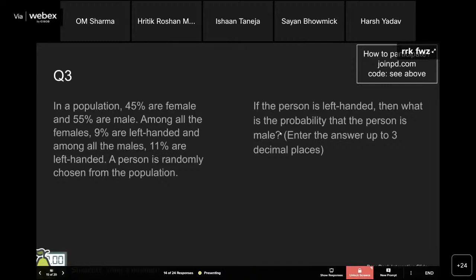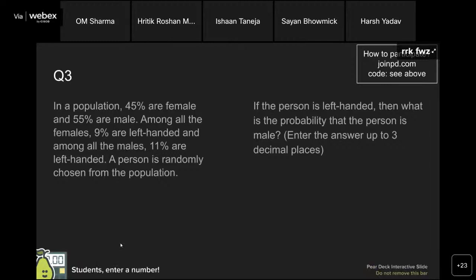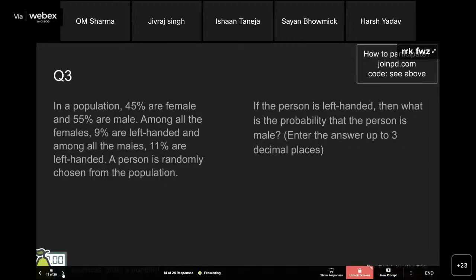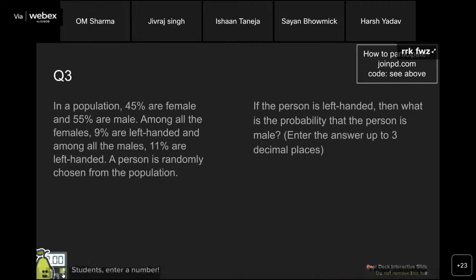Okay, so do you guys need more time on this? Done, right? Okay, so how did you approach this one? Sir, we are given that the person is left-handed, then we need to find the probability that he is a male. Means we need to find the probability of male given left-handed. Yeah, male given left-handed, right?